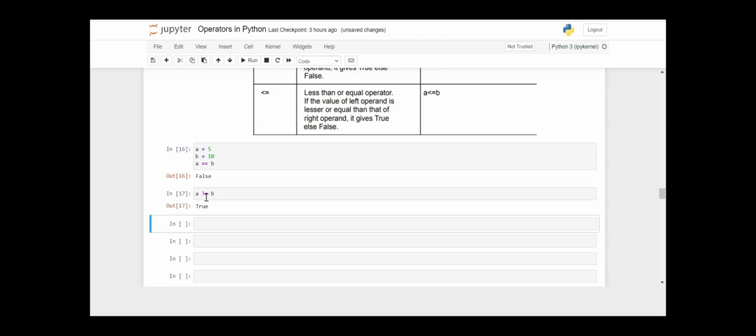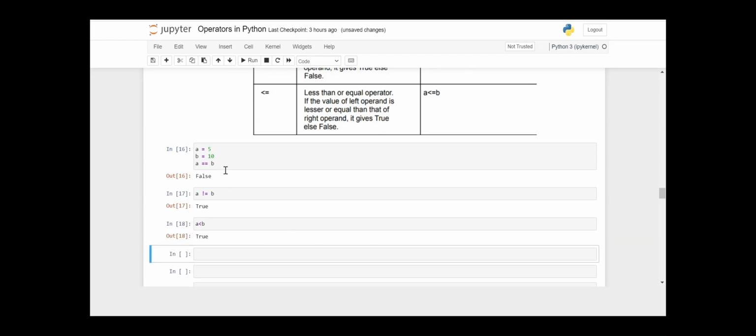Actually, I don't need to change the values, right? See, A is not equal to B, right? Because it is 5, it is 10, so it is true. Is A smaller than B? Yeah, it's true. Is A bigger than B? No, it's not true. It's false, because A is 5, B is 10.